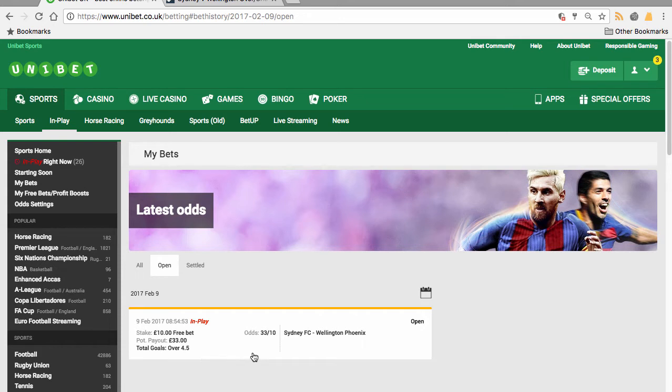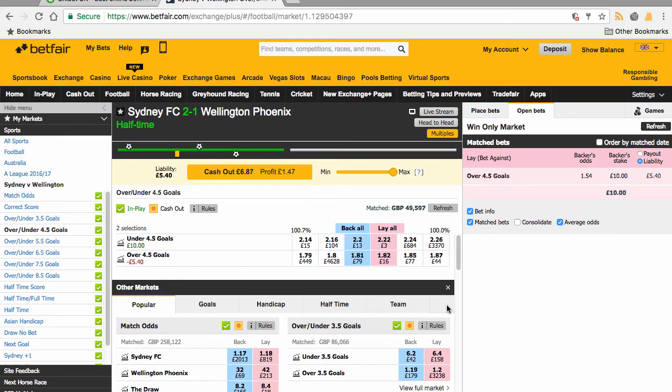Okay, so as it turned out, the game got off to a real flying start. Sydney took the lead within the first 3 or 4 minutes, I think it was. So our prediction for goals was right, and that put us in a strong position. If we go across onto Betfair now, this is the position, we're just recording this at half time. It's 2-1 to Sydney. You can see we've got a goal there after 3 minutes.